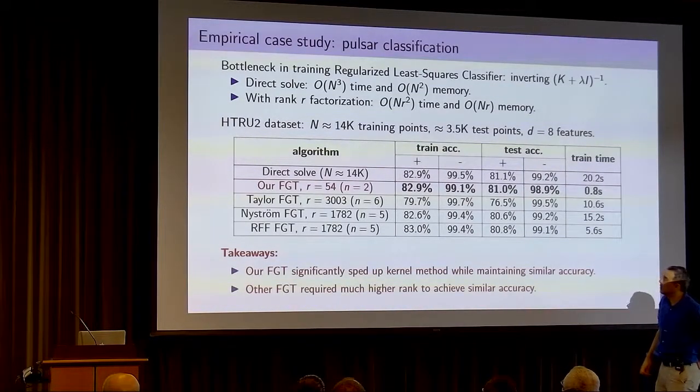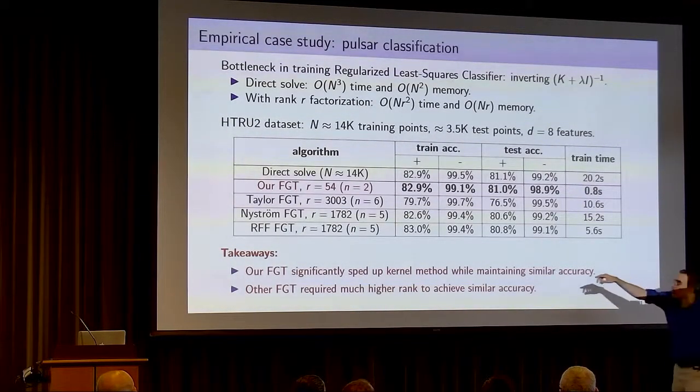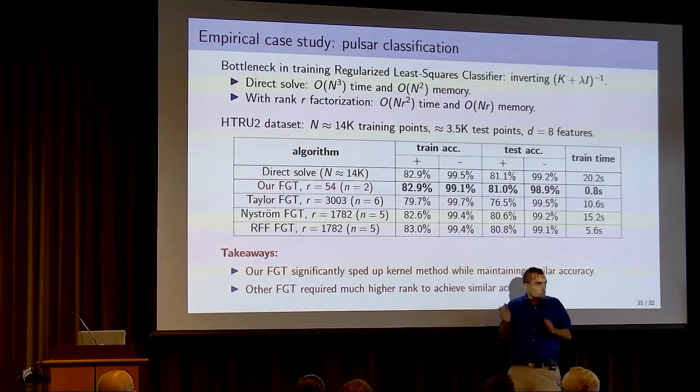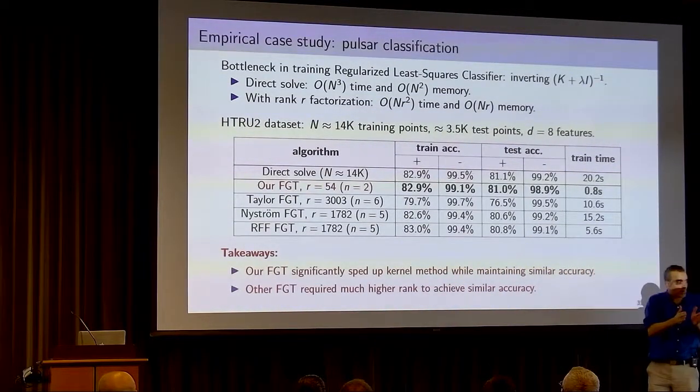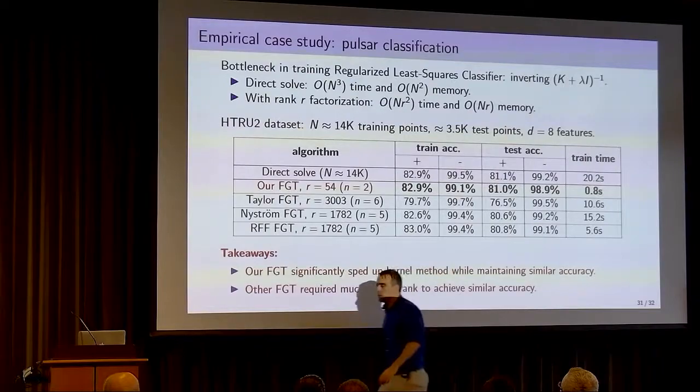Wait, how is it faster? It's 10 seconds. Sorry? Like Taylor and Nystrom. Well, 20 versus 10. No, but compared to your method, why is your method so much faster? You need to say it's the same computation. No, because we use a smaller rank. I see. Because we want to achieve a certain precision. Achieving a certain precision allows us to use a smaller rank. Smaller rank gives us better computation.